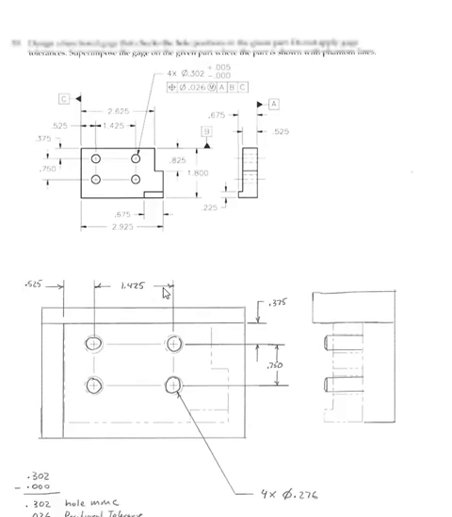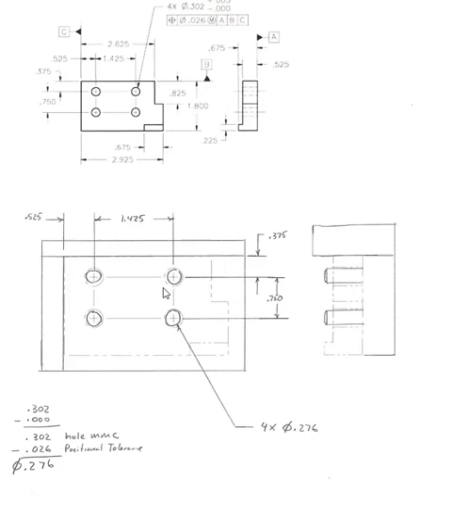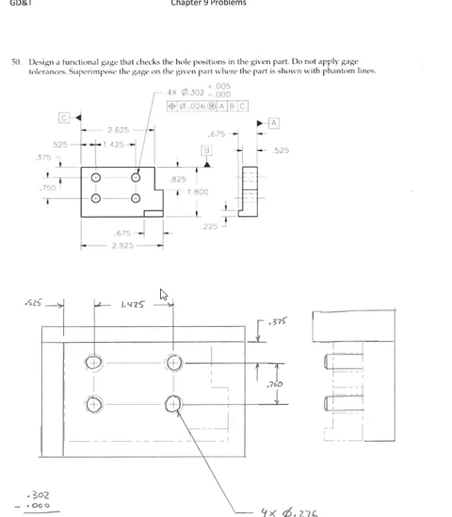Okay, so the last one I want to talk about here is number 50, about designing a functional gauge. What I have here is our part, and it has these 4 holes in it. If this was an actual GD&T drawing, of course these would be basic dimensions, but they're not shown as basic. But they'd have to be basic for this tolerance here to be applicable.